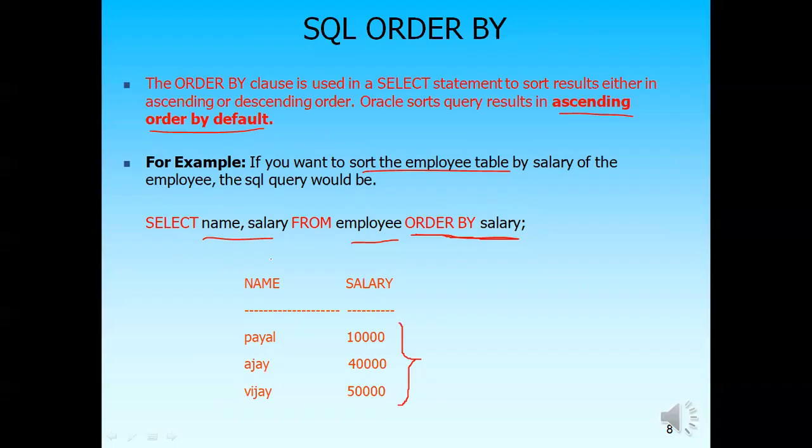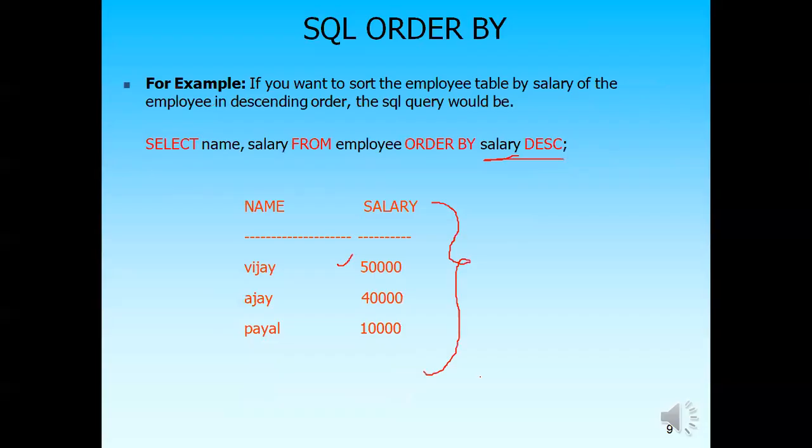So my result will be this, name and salary. If you observe, these records are sorted here: 10,000, 40,000, and then 50,000. I hope you are clear with this syntax. Again, not only can we use a single column for sorting, we can use multiple columns.